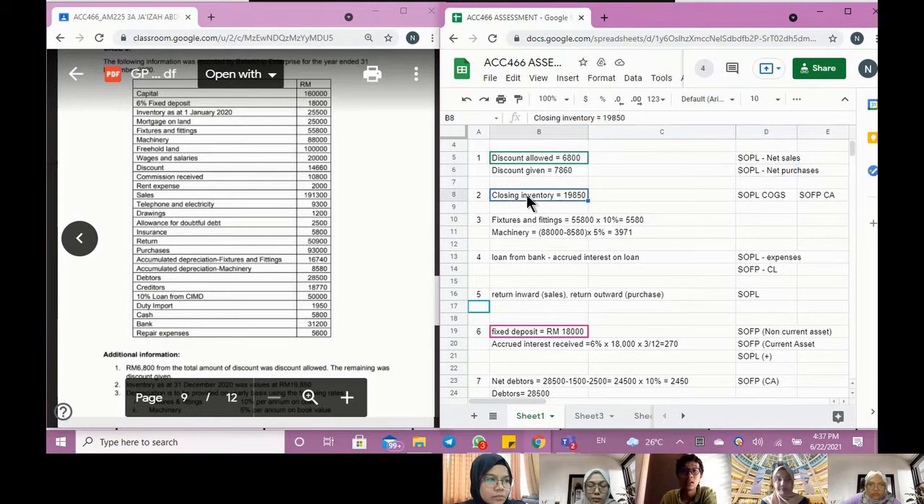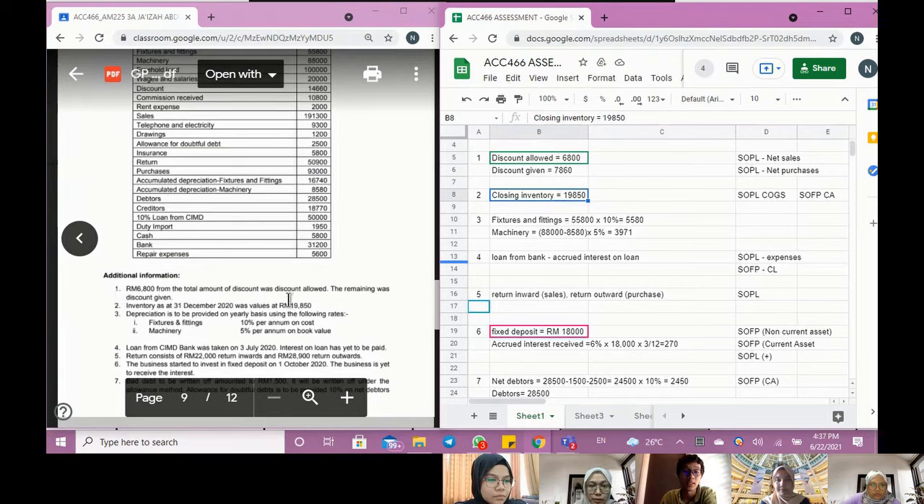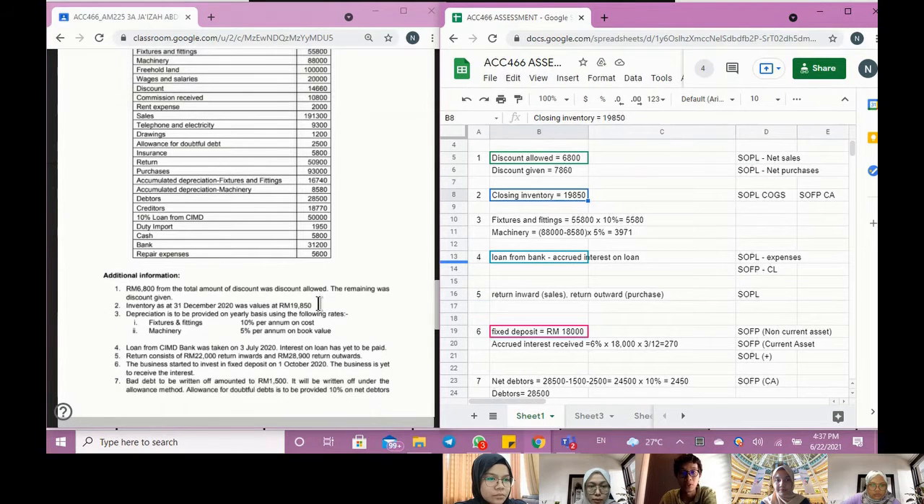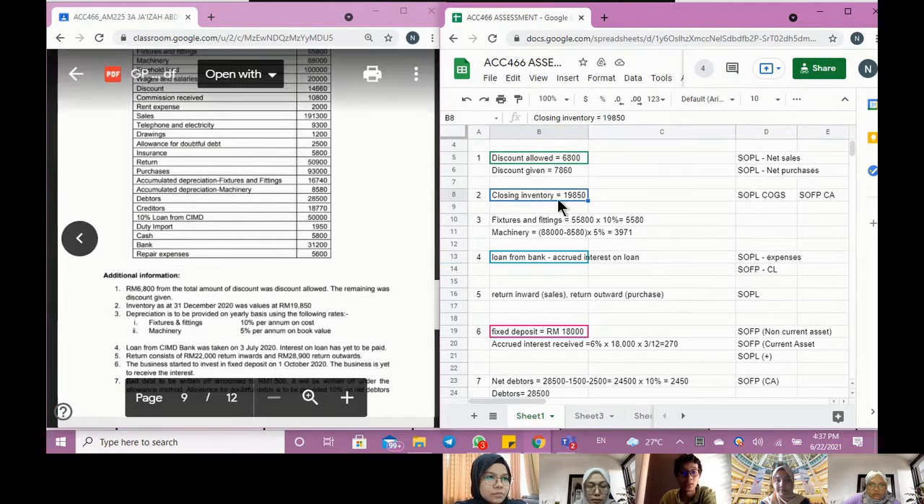Next question. Inventory as at 31st December 2020 was valued at 19,850. That is pretty straightforward. So we all know it's closing inventory, which will be put at the statement of profit and loss as well, and also the statement of financial position in the current asset.